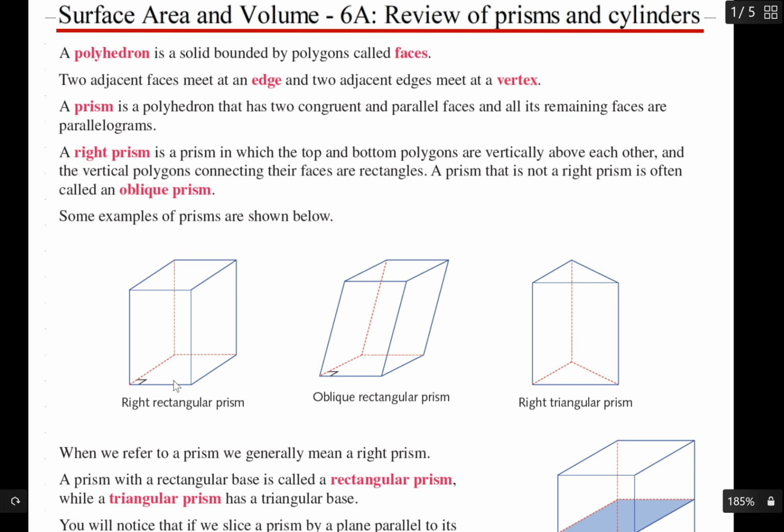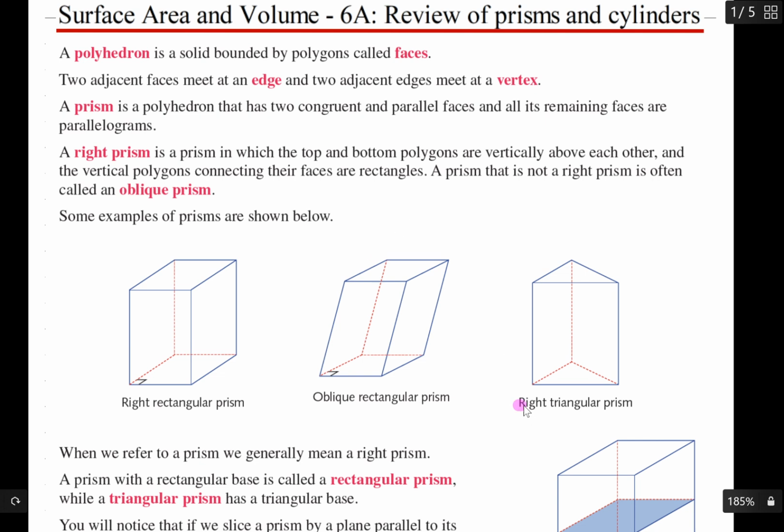Now, most of the ones we deal with are going to be called right prisms like this, where it's directly up and the height of it is perpendicular to the base of the face. Over here, this is called an oblique rectangular prism, and just understand the language there, oblique and right. But I think most of it is pretty straightforward.